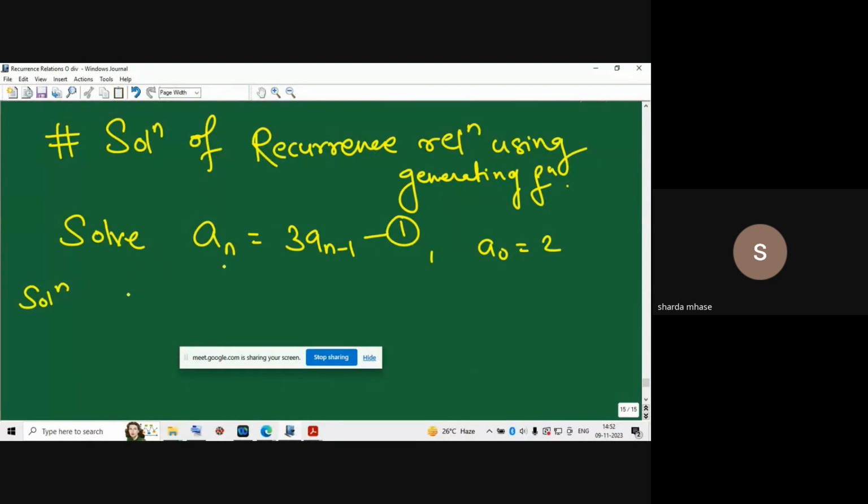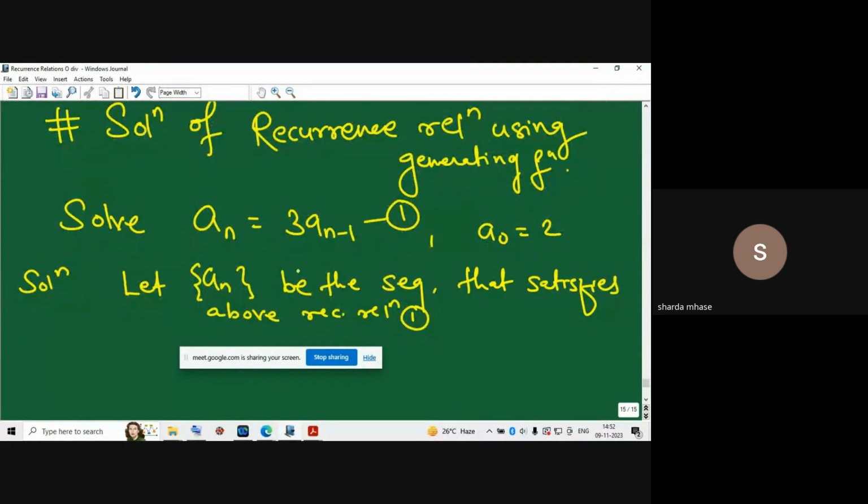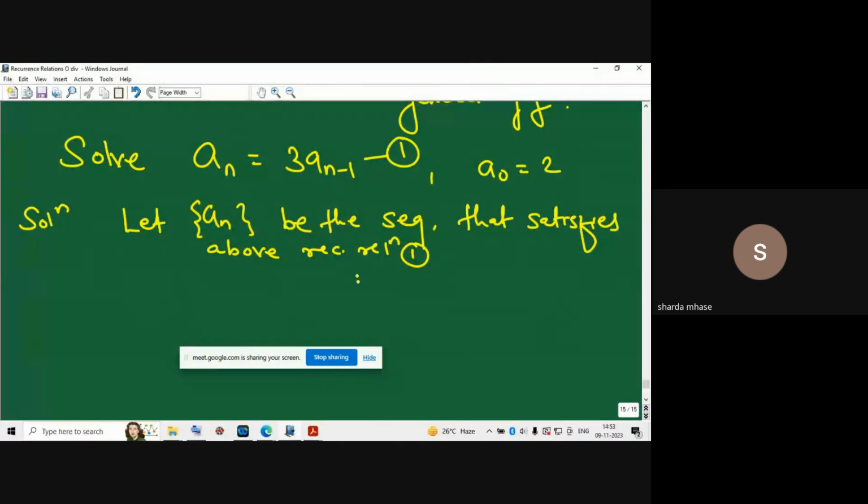Let a_n be the sequence that satisfies the above recurrence relation given by 1. So this is the sequence a_n which is unknown right now, and it satisfies this recurrence relation.